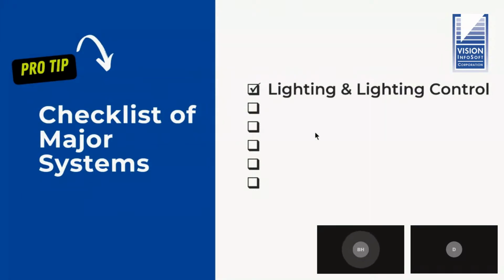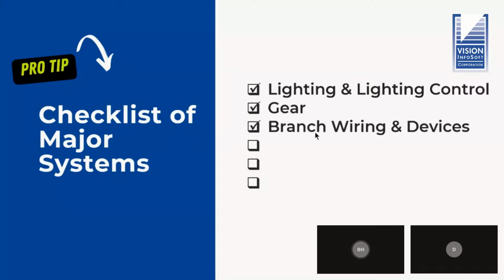Talked about fixtures, but again, there's lighting and lighting control. If there's a lighting control package, you want to make sure you've taken that off and got it included in your pricing. Talked about gear already. Branch wiring and devices. Make sure you've taken off all the branch devices.